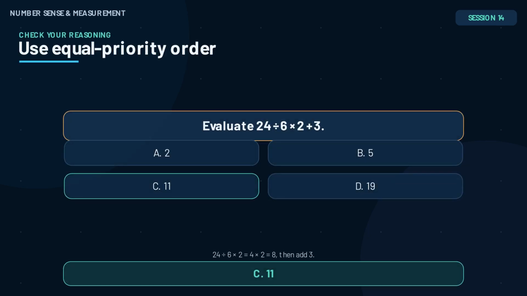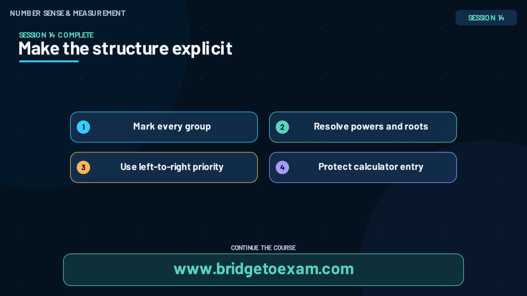Checkpoint. Evaluate 24 divided by 6 times 2 plus 3. Division and multiplication have equal priority, so work left to right. 24 divided by 6 is 4. 4 times 2 is 8. Add 3 to obtain 11. Choice C is correct.